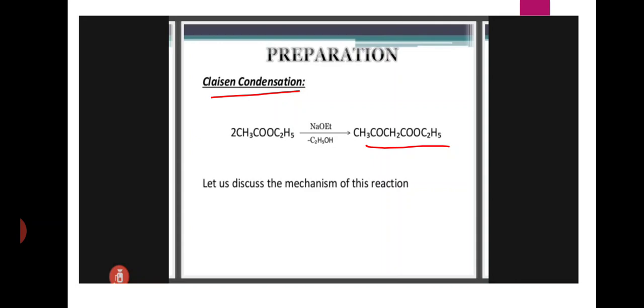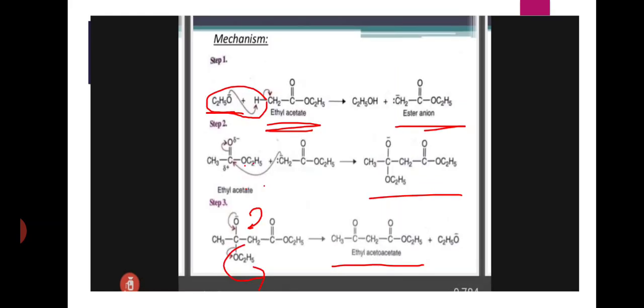In Claisen condensation, 2 moles of ethyl acetate react with each other in the presence of sodium ethoxide and lose ethyl alcohol to form ethyl acetoacetate. The reaction mechanism includes 3 steps.